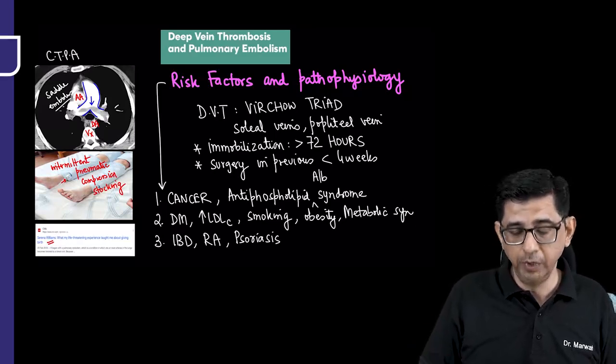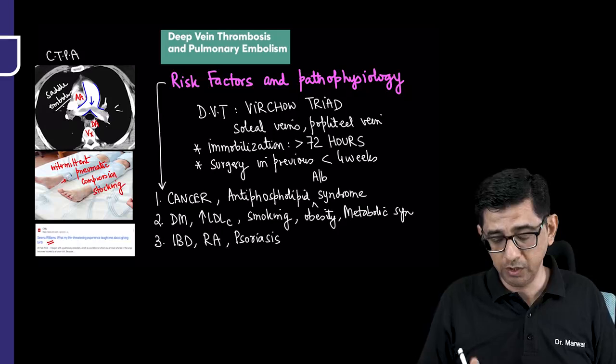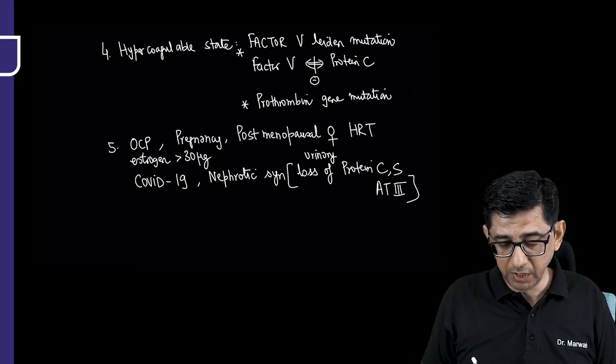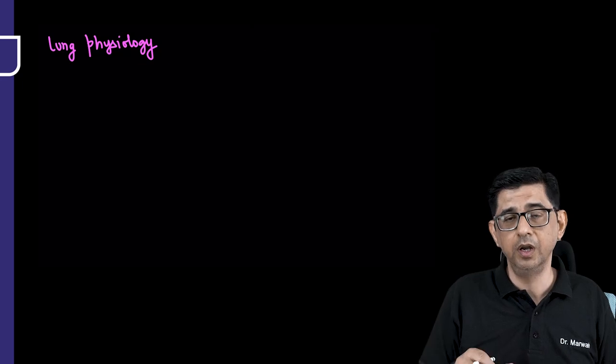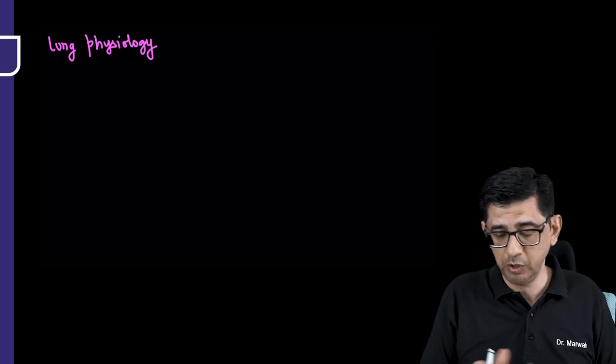So these are like the opening lines. These are the risk factors which cause increased chances of clots in the body. And once we studied them, we will now focus on lung physiology. What's going to happen to the patient from the physiology perspective.